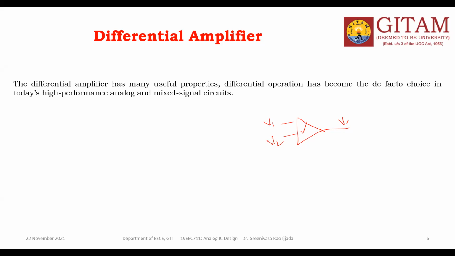That means you collect the output always with respect to the ground. Mostly we have a single output terminal. If you take CS or CD or source follower or cascode, whatever it may be, you have one output terminal, and of course your output is collected with respect to the ground. Ground is the default terminal of the output.